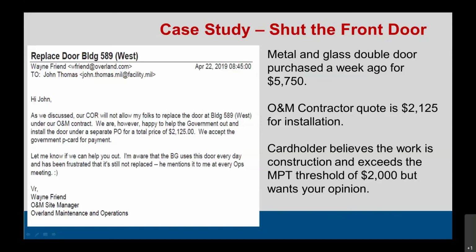Now, this example shouldn't be interpreted to mean that doors being replaced always fall under services. Doors range from office doors to aircraft hangar doors. If your requirement is more along the lines of an aircraft hangar door and the quote for installation is over $2,500, you might want to take a closer look and see if it falls within construction or not. It's going to depend on the circumstances around the replacement of that door.